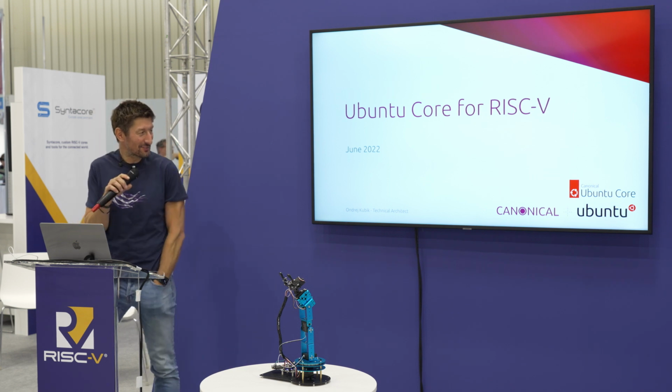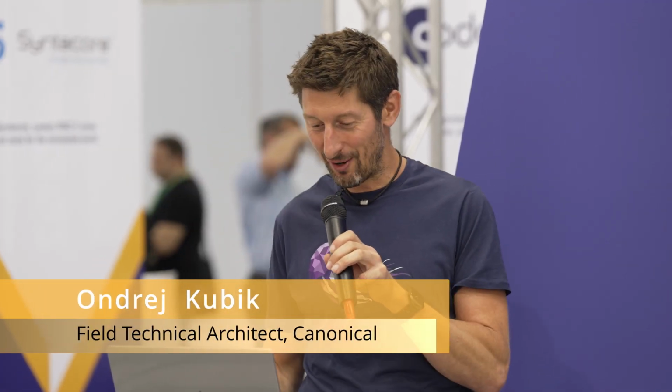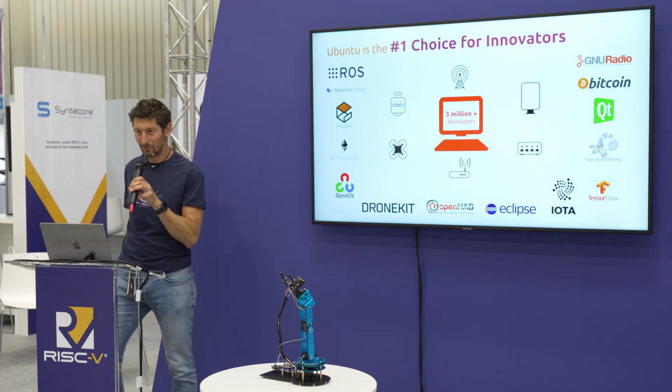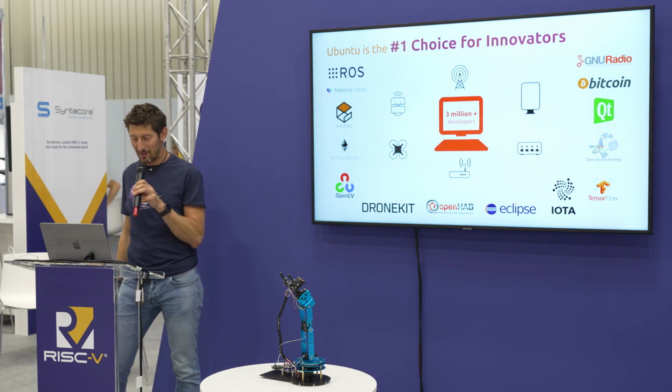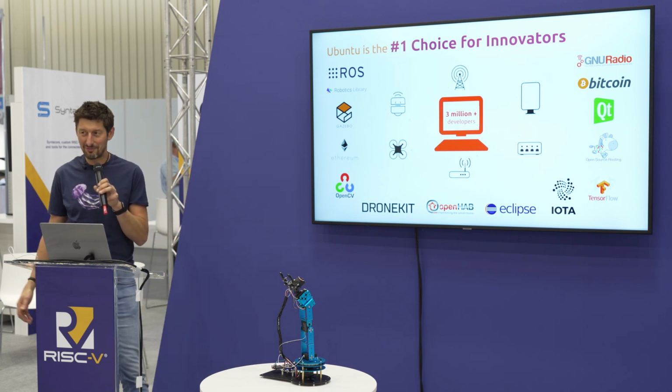Hello everybody. So today we will talk about Ubuntu Core on RISC-V and how we enabled Ubuntu Core on RISC-V. So why Ubuntu on RISC-V? Ubuntu has 60 million community users. It's widely used all across the Linux spectrum. We have 3 million developers all around the world, so Ubuntu is the number one choice for development.